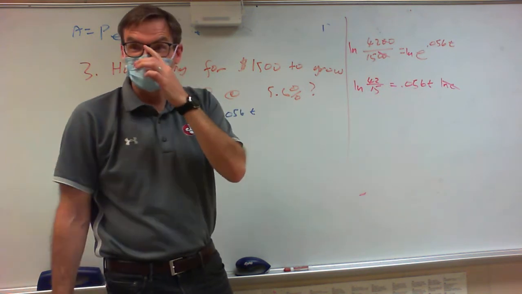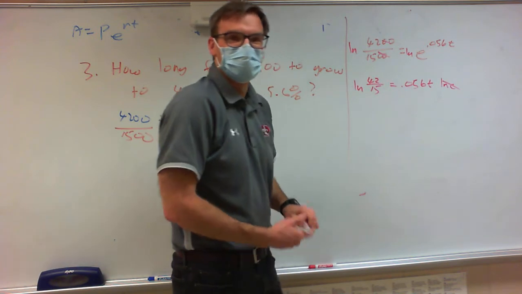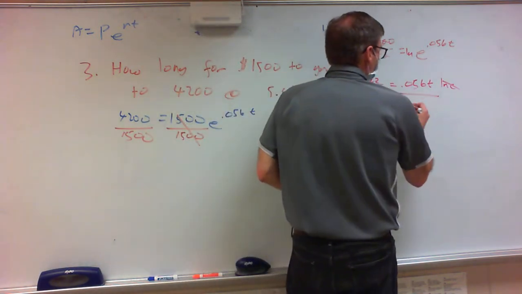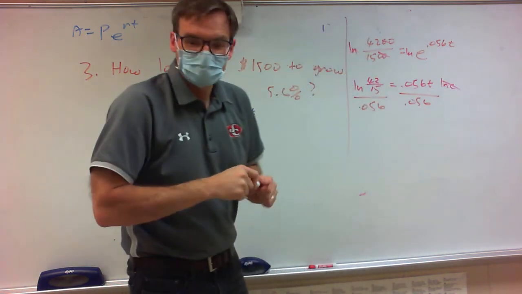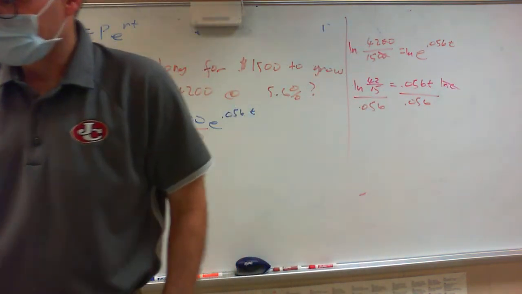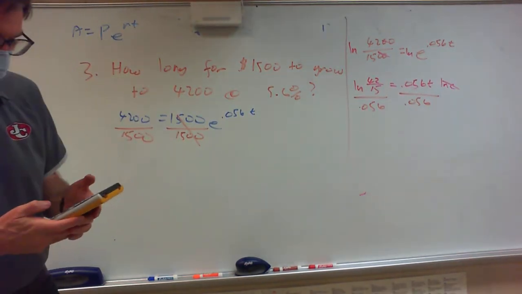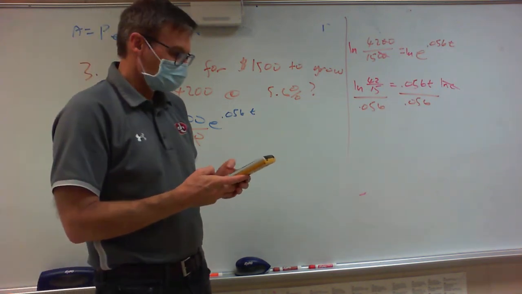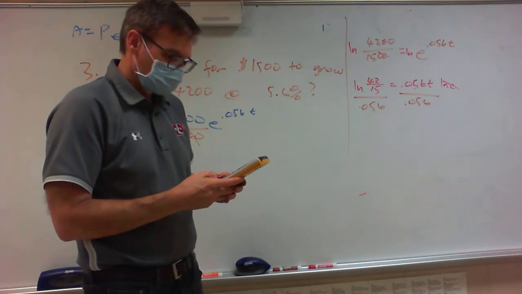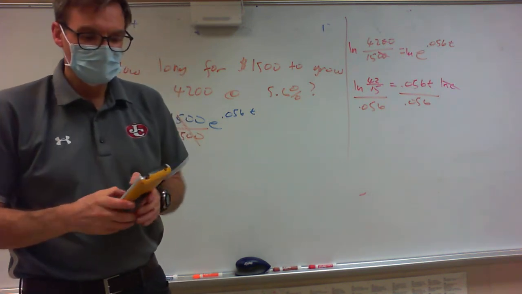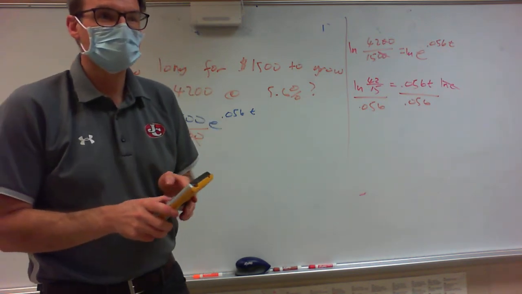And so what do I need to solve? What do I need to do to solve for time? I'm going to divide by 0.056. All right, everybody type it in your calculator. Type natural log of 42 divided by 15 divided by 0.056. Everybody get 18.38 years?